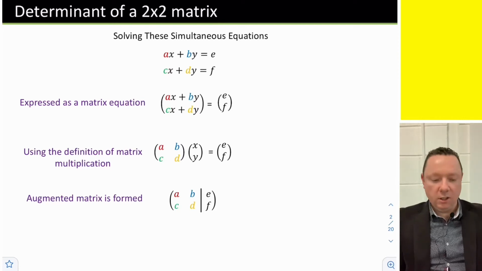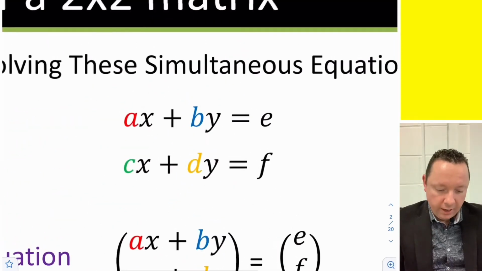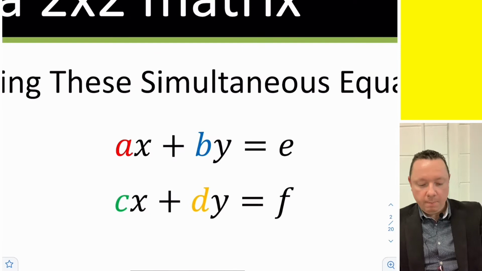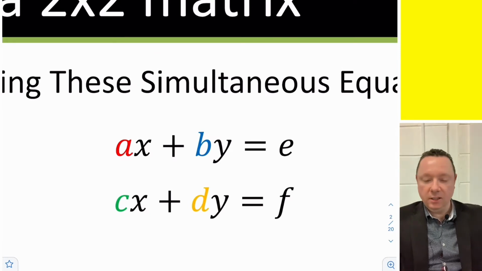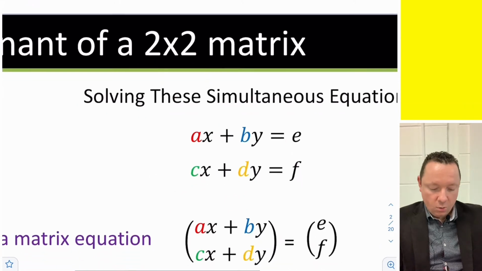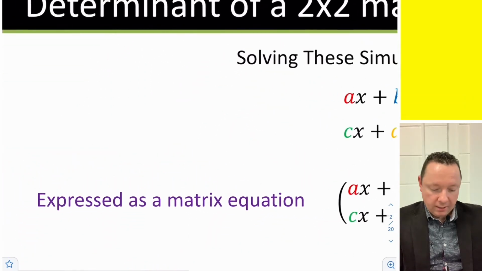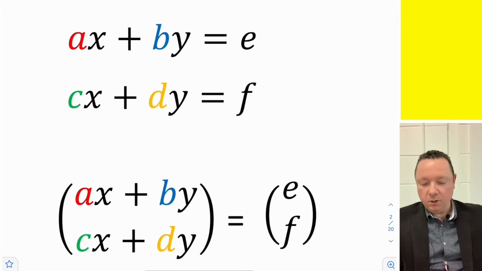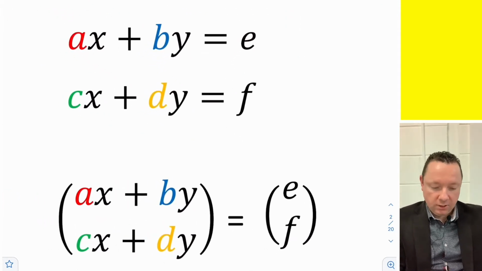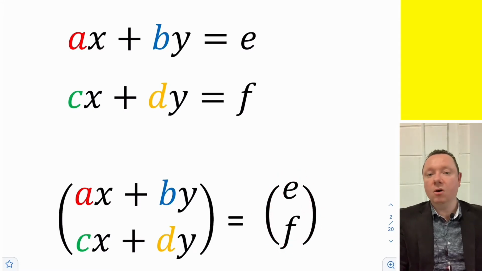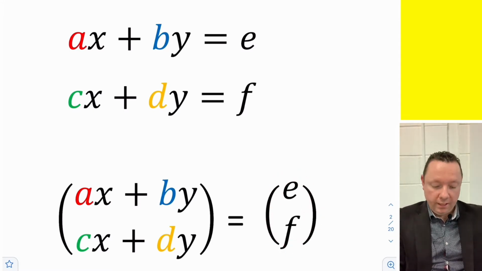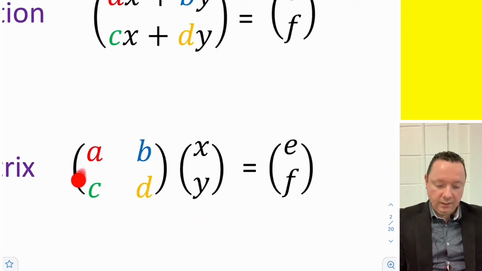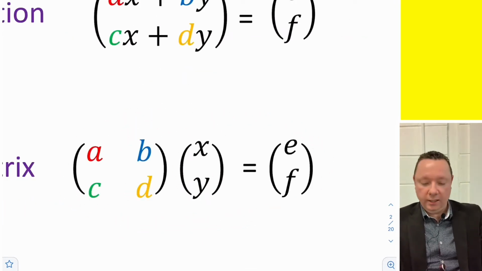So let's look at some simultaneous equations. We've got ax plus by equals e, and cx plus dy equals f. Now, with these simultaneous equations, we can express them as a matrix equation. So, ax plus by, cx plus dy equals e, f. And from the definition of matrix multiplication, the matrix a, b, c, d times x, y equals e, f.